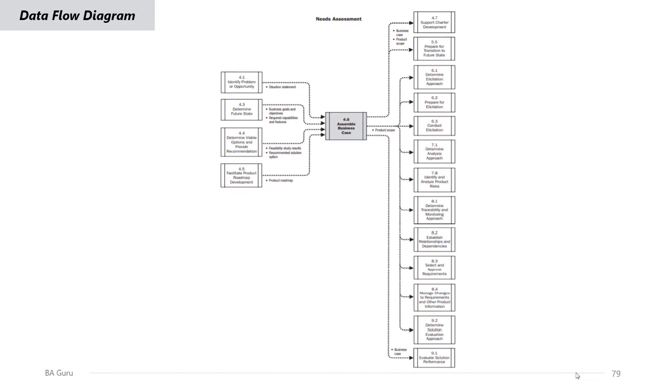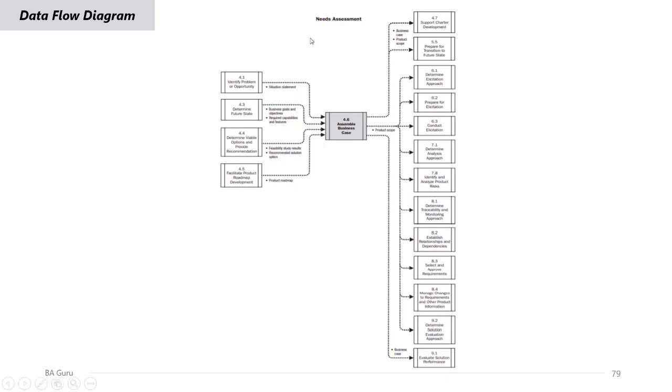As shown from this data flow diagram, you can sense the importance of the business case and the business analysis processes. The 6 inputs we will need will come from 4 processes. The situation statement will come from the identify problem or opportunity process. Business goals and objectives and the required capabilities and features will come from the determine future state process. The feasibility study results and the recommended solution will come from the determine viable options and provide recommendation process, and the product roadmap is an output of the facilitate product roadmap development process.